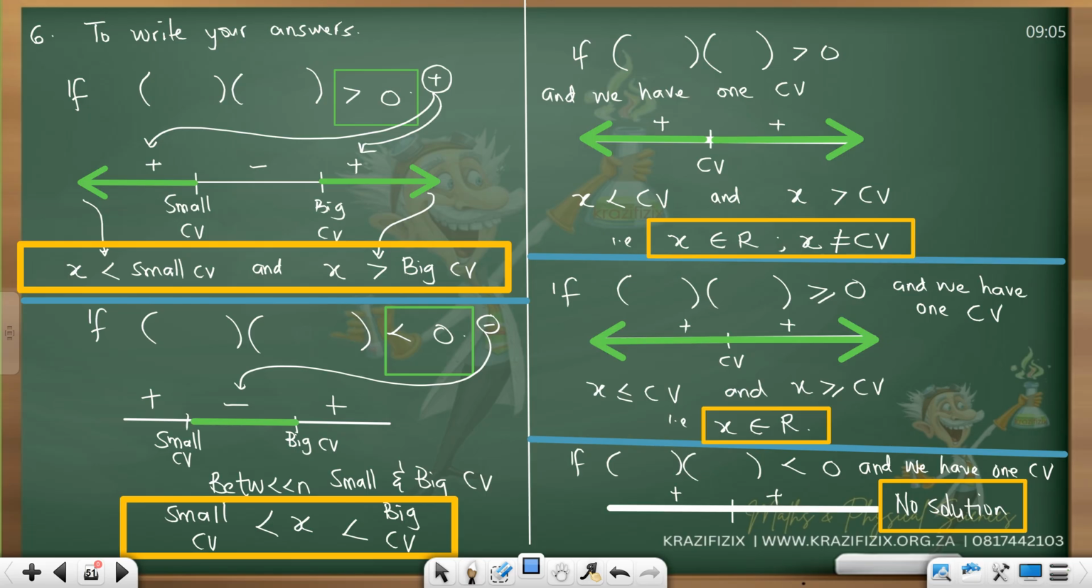Are we good? Ready to go? Are we ready to go? Okay, Nolwazi says no. Today, having all of these notes, we might actually finish at about 9:30. So it's more like an hour session. Beautiful, and we quickly deal with all our inequalities. All right, we're good to go.